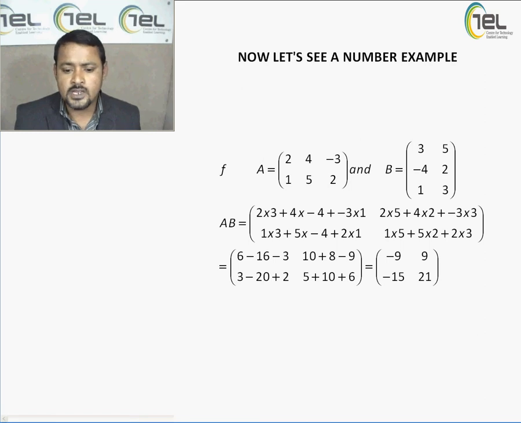So 2 into 4 plus 4 into minus 4 plus minus 3 into 1. Then 2 into 5 plus 4 into 2 plus minus 3 into 3. Then the second row will be multiplied with both the columns.